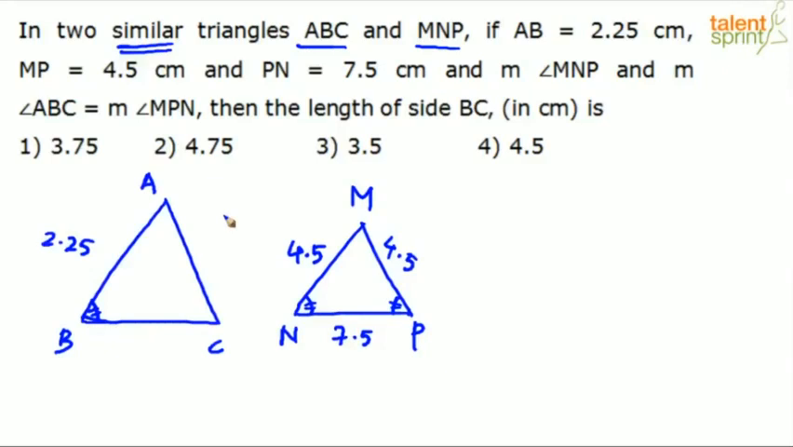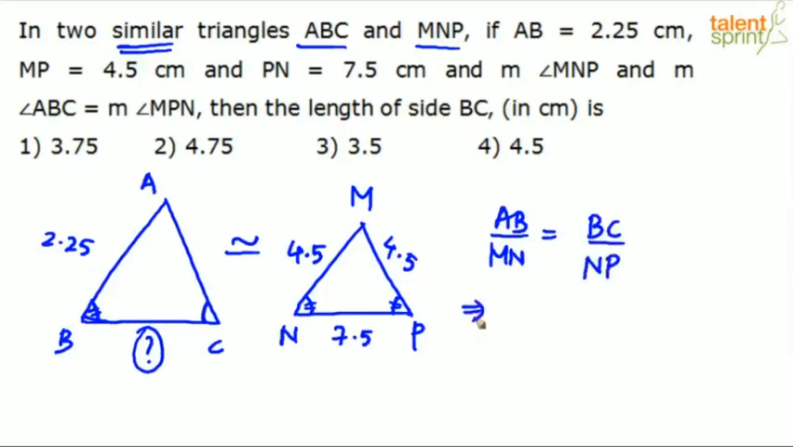What are we supposed to find out? The length of the side BC. Angle B will be equal to angle C. And we know that these are similar triangles, ABC and MNP. So you can just take the ratio of corresponding sides. In similar triangles, the ratio of corresponding sides is equal. So we can say AB by MN will be equal to BC divided by NP.